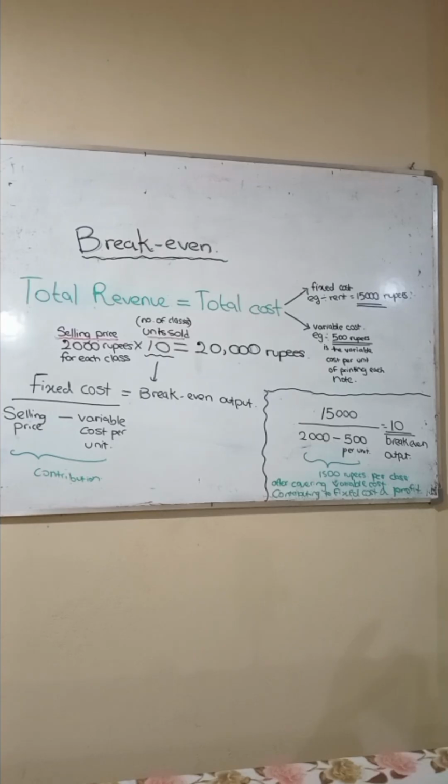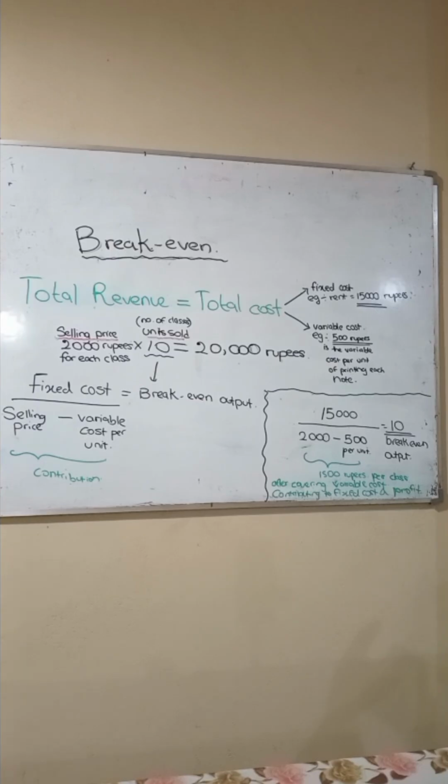So in this case, 2,000 rupees is the selling price, or the charge that I charge from each and every student. I have to at least do 10 classes in order to pay off my bills. You don't have to do a lot of calculation, it's mostly common sense. If I have to pay 20,000 rupees as my cost, and I charge 2,000 rupees for each class, that means I have to conduct at least 10 classes each and every month in order to pay off my bills.